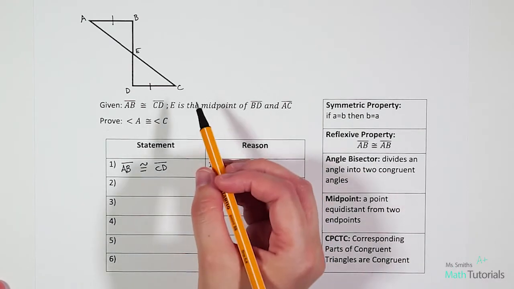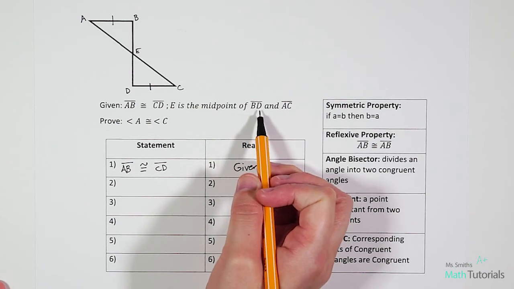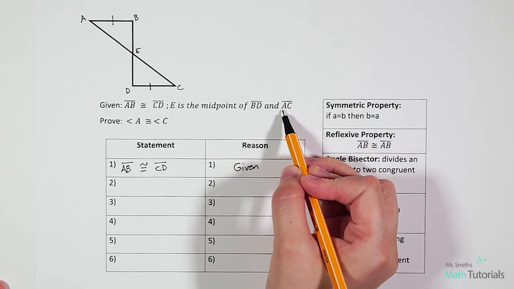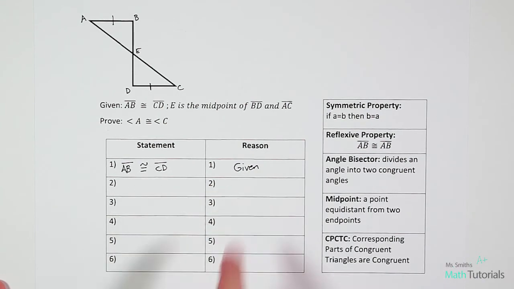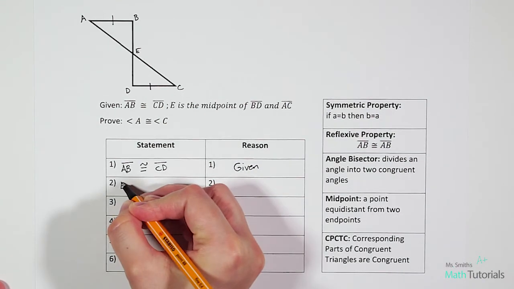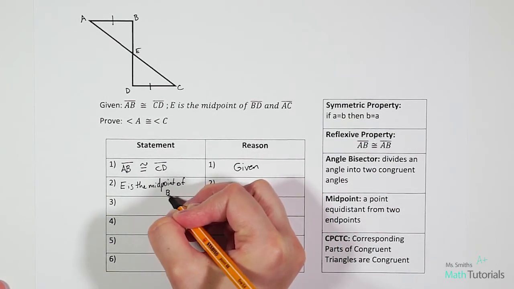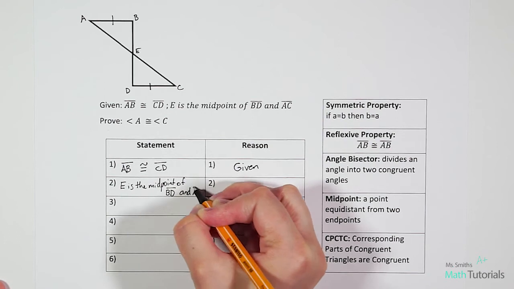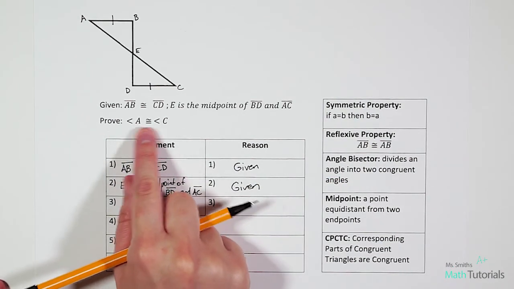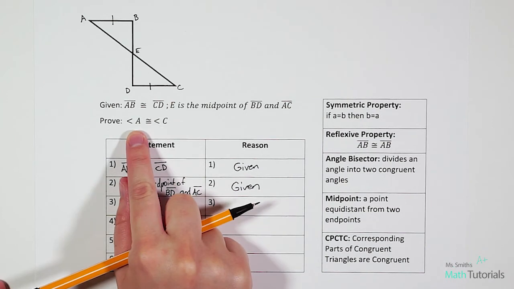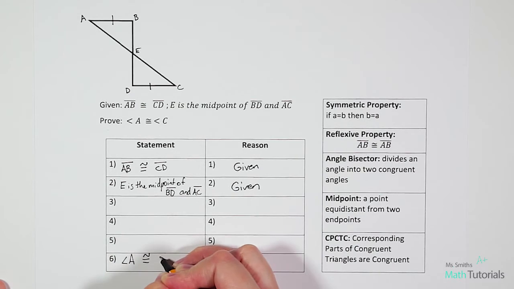Our next given statement says E is the midpoint of line BD and of line AC. So let's add that to our statement with our reason being given. Lastly, let's add our prove statement. So we are trying to prove that angle A is congruent to angle C.